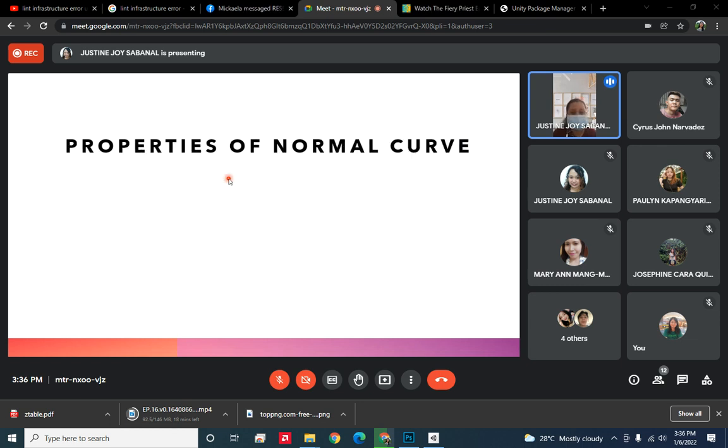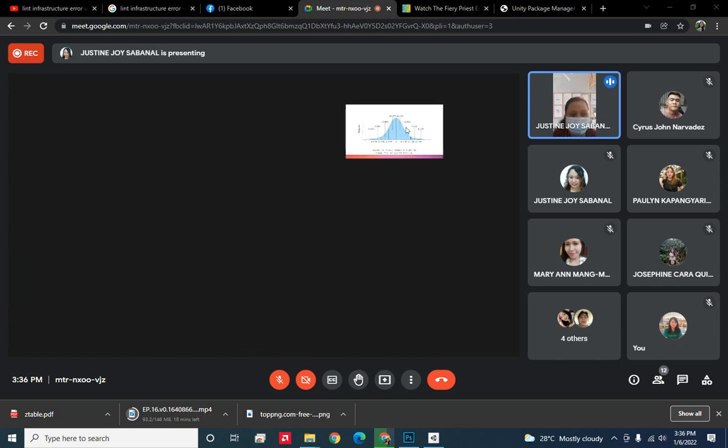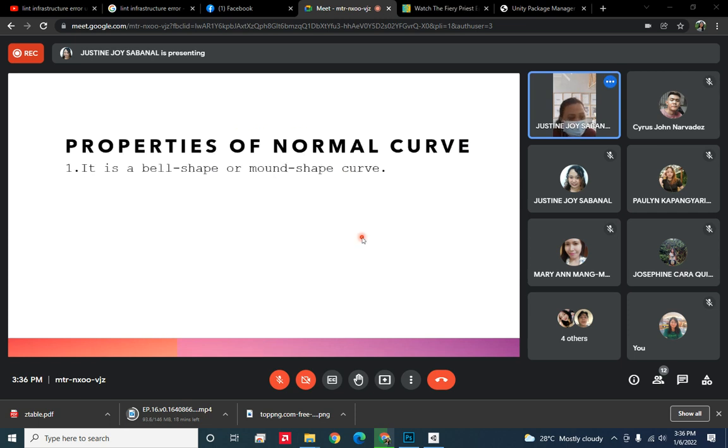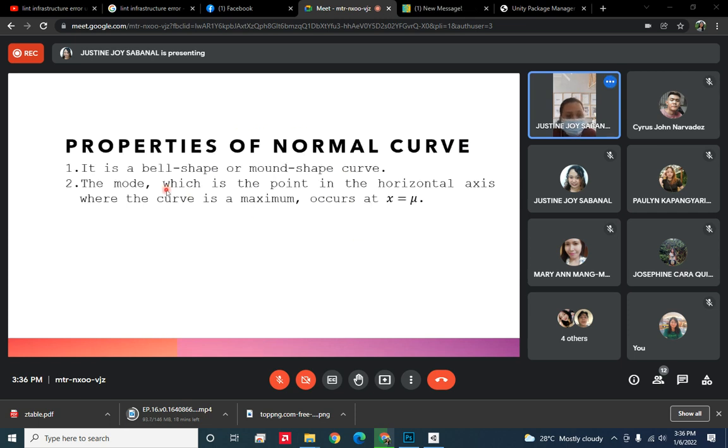So ano po ba yung properties ng normal curve? So ang normal curve daw po ay makikita natin as a bell-shaped or a mound-shaped curve. So para siyang hill, parang mountain. So, ganito po yung itsura ng isang normal distribution. So another property is that the mode, which is the point in the horizontal axis where the curve is maximum, occurs at x is equivalent to mu.